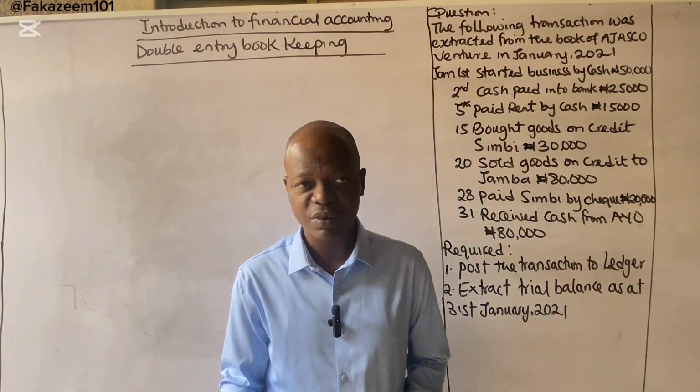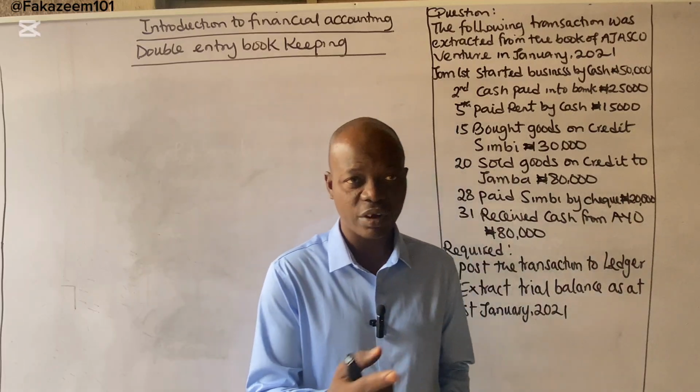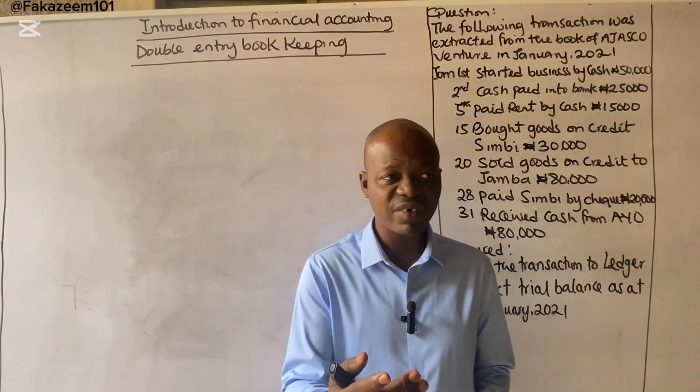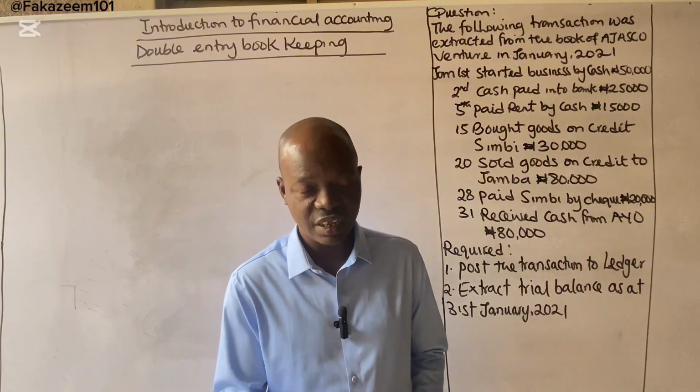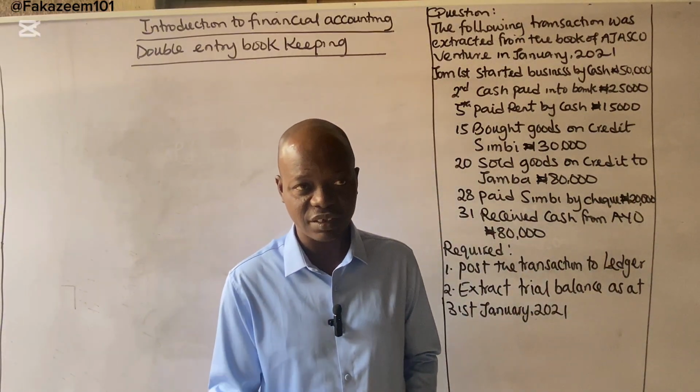I would say the double entry principle states that for every debit entry, there must be a corresponding credit entry. What this means is that for every receiver, there must be a giver. The receiver is to be debited and the giver is to be credited.